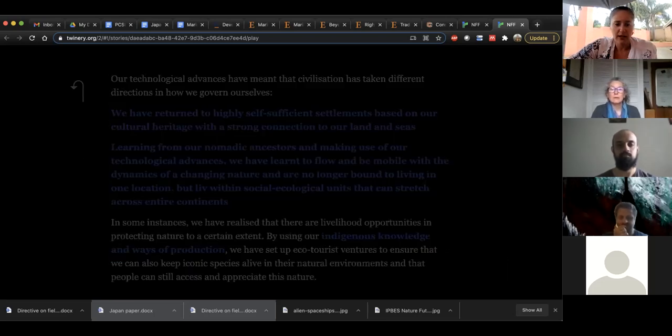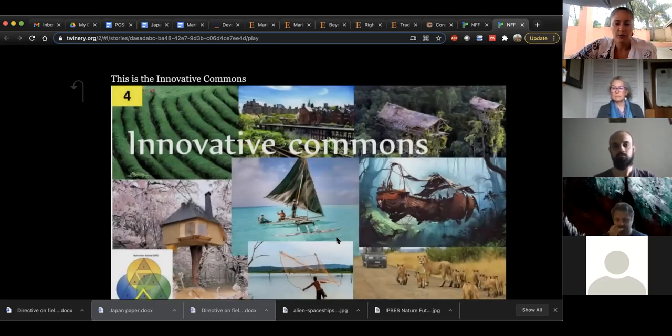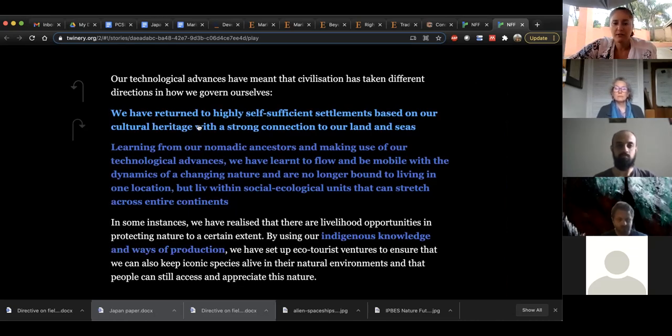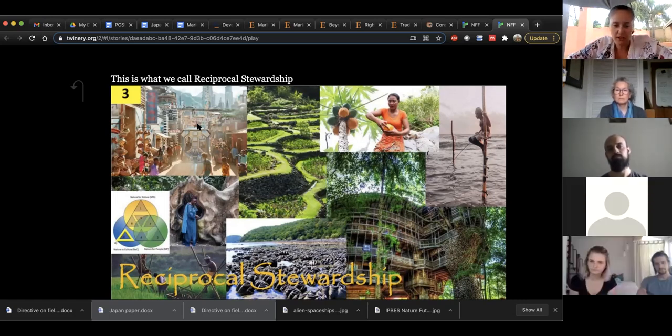Where else are we going? Okay, so the nomadic ancestors we've already done. But our indigenous culture and highly sufficient settlements based on our cultural heritage gives us 3, the last one, which is reciprocal stewardship, which sits at that bottom left-hand corner, the nature's culture. There is also a picture of Wakanda in here, because the idea was that it's not just about going backwards, but that we're still looking at a progressive use of indigenous local knowledge, and that we really do want to have strong connections to our histories and our cultures within this. Again, you can see there's no differentiation between people and nature within this. It's very fundamentally connected.